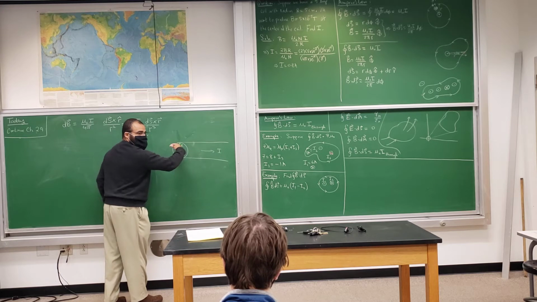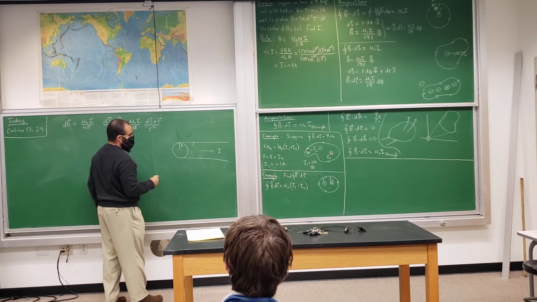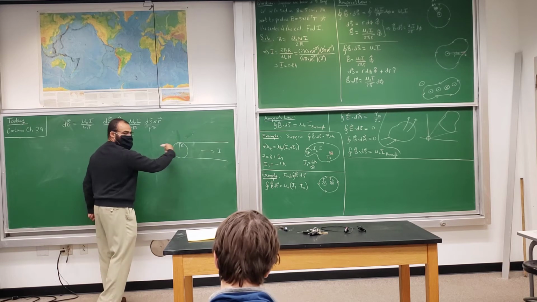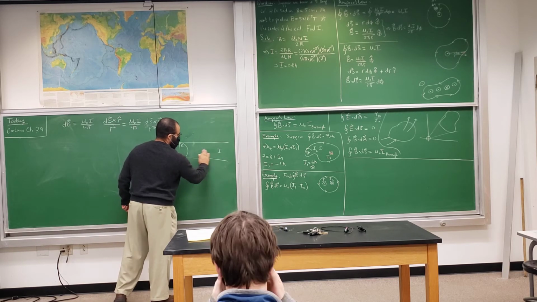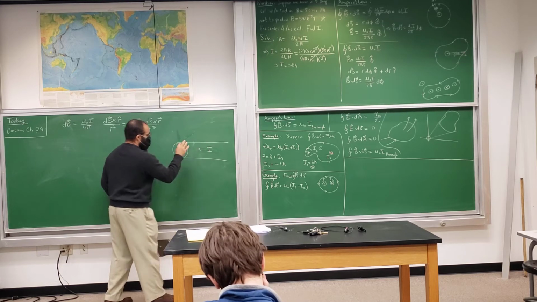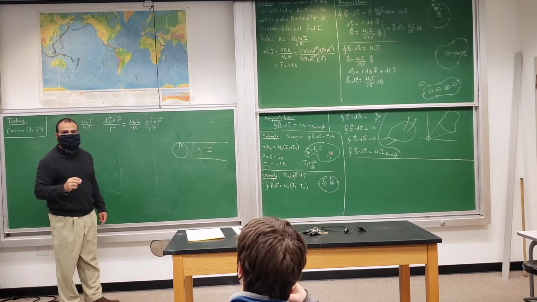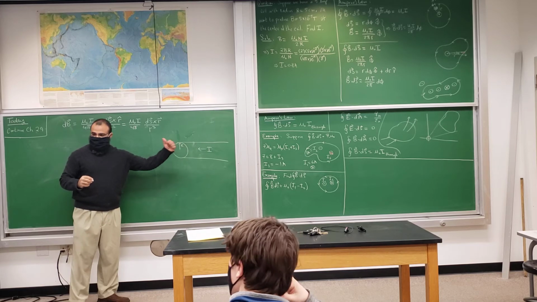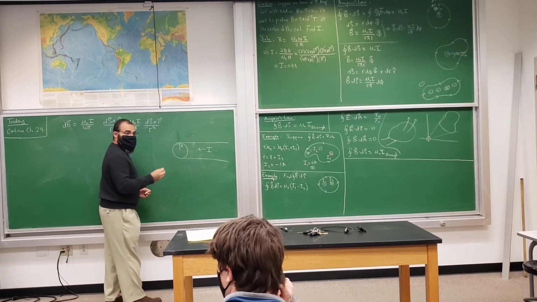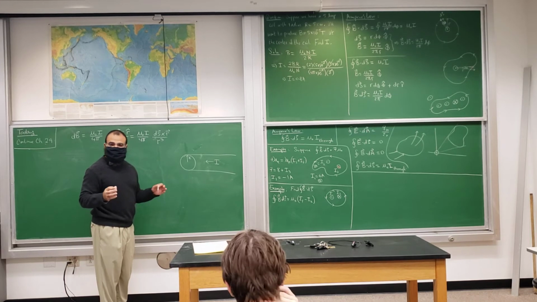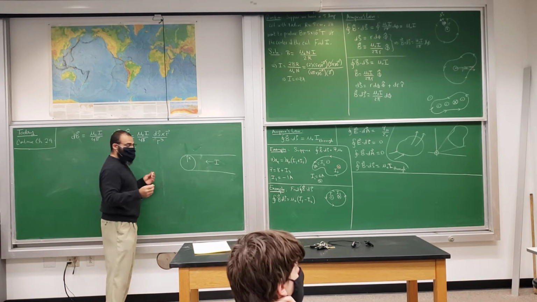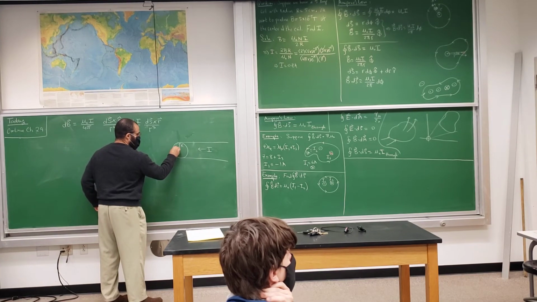So the current is going like this, right? Actually, I take it back. Let me make my current go this way so that in Ampere's law I don't have to deal with a minus sign. That's all. And I'm going to draw a loop. Just like Gauss's law has a Gaussian surface, this one is called an Amperian loop. So an Amperian loop of radius little r.